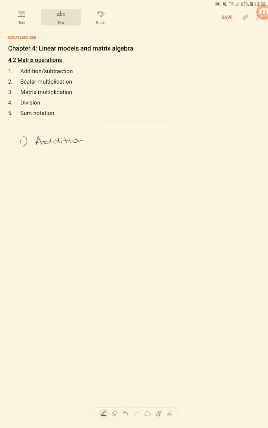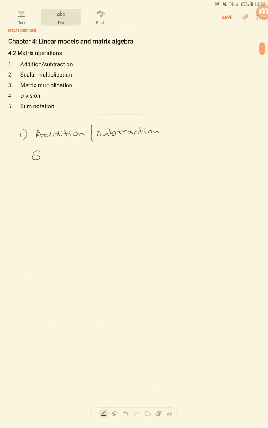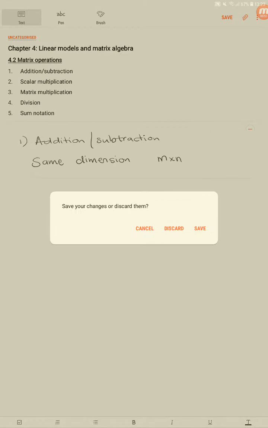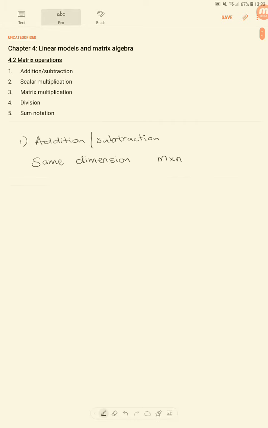Addition and subtraction of matrices. In order to be able to add or subtract two matrices, we have to have the same dimension. What does this mean? It has to have the same m times n dimensions for both matrices. And remember, what is an element of a matrix? It is simply an entry like A11.